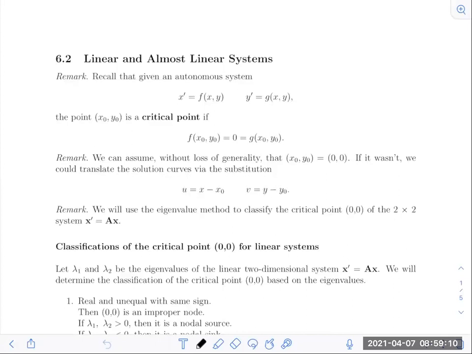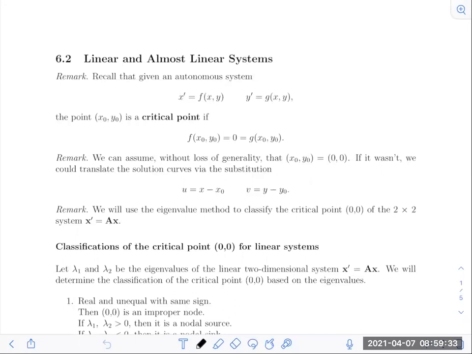In 6.1, we focused on identifying critical points as well as classifying those critical points. So we could classify them by type in terms of node, center, saddle, spiral, etc. And then we also classified them in terms of stability. Are they stable, asymptotically stable, unstable?